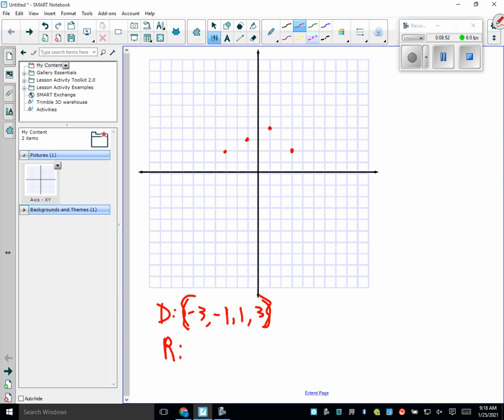What is the range? 2, 3, and 4? Would you agree? Yes. That's my answer. Now that's how we do domain and range off graphs. What if we have equations?